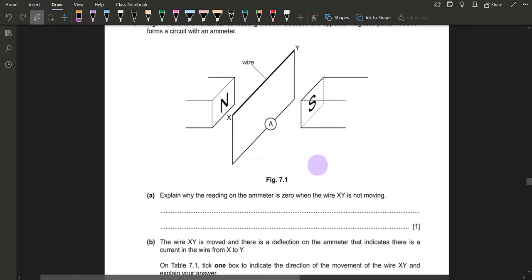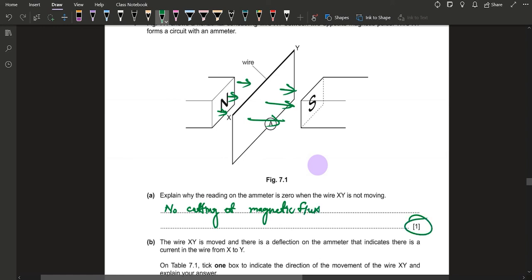So what happens is that here there is no wire, so the magnetic field is not cutting anything. It just moves from this plane area where there is no wire. So that's why there is no cutting of magnetic flux. That's why we write here, no cutting of magnetic flux. And we get 1 mark for this.